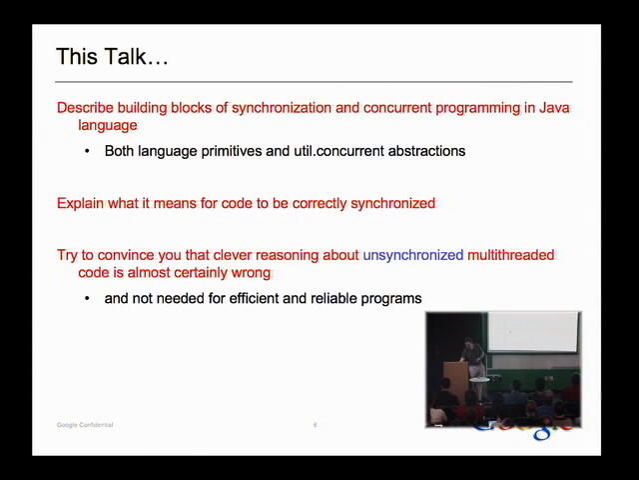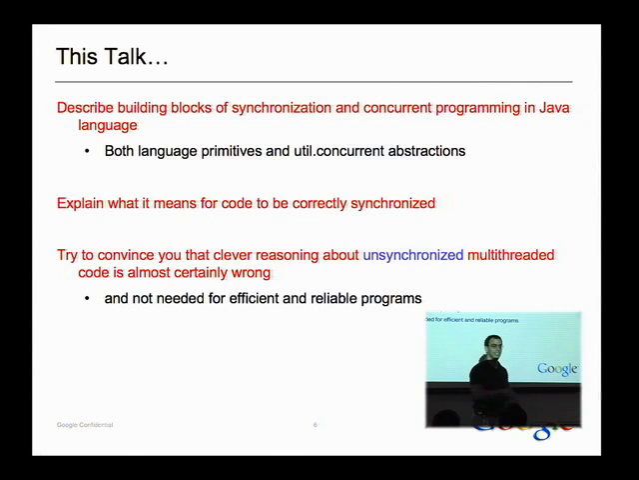So let's see. In this talk, like I said, I'm going to talk about the basics, the building blocks of synchronization, what it means to synchronize in Java. I'm going to talk about both language primitives, the synchronized blocks, volatile fields, final fields, and util.concurrent. When I say util.concurrent, it means java.util.concurrent. I just didn't want to do all that java dot typing.